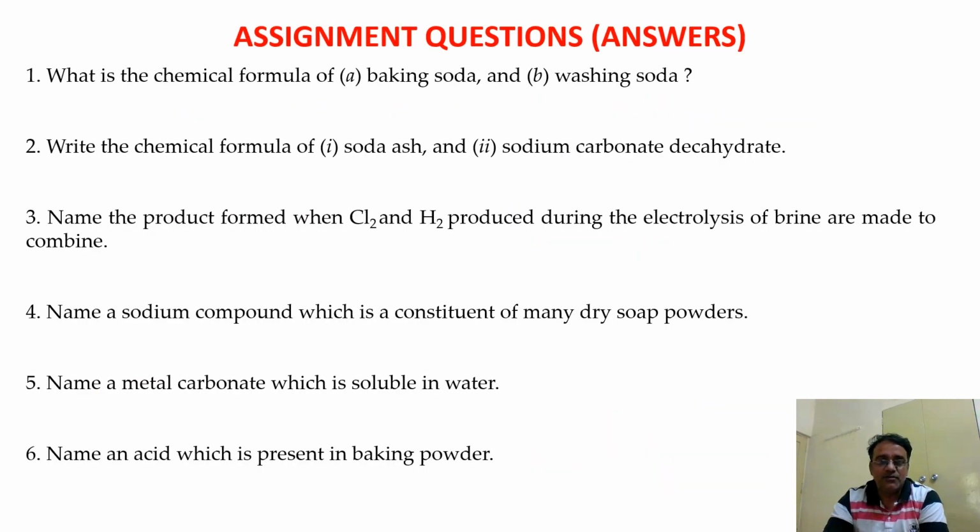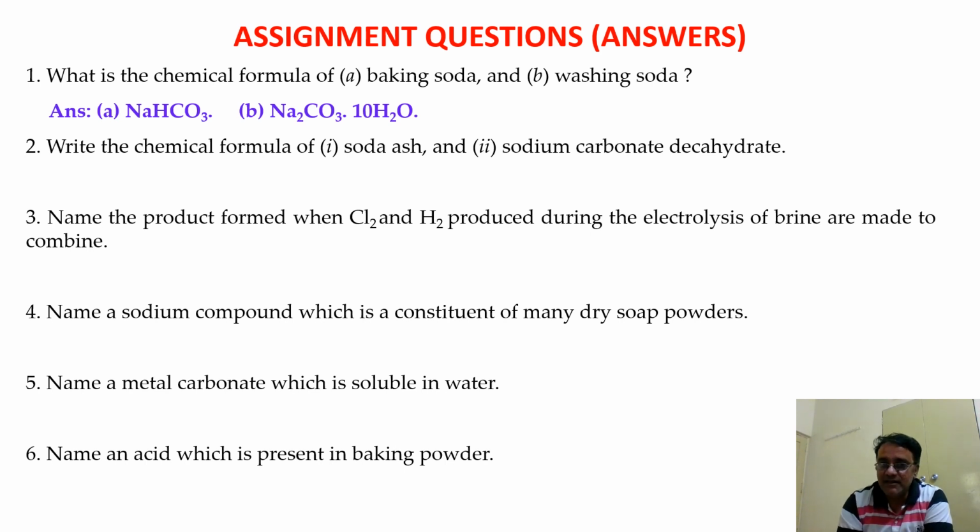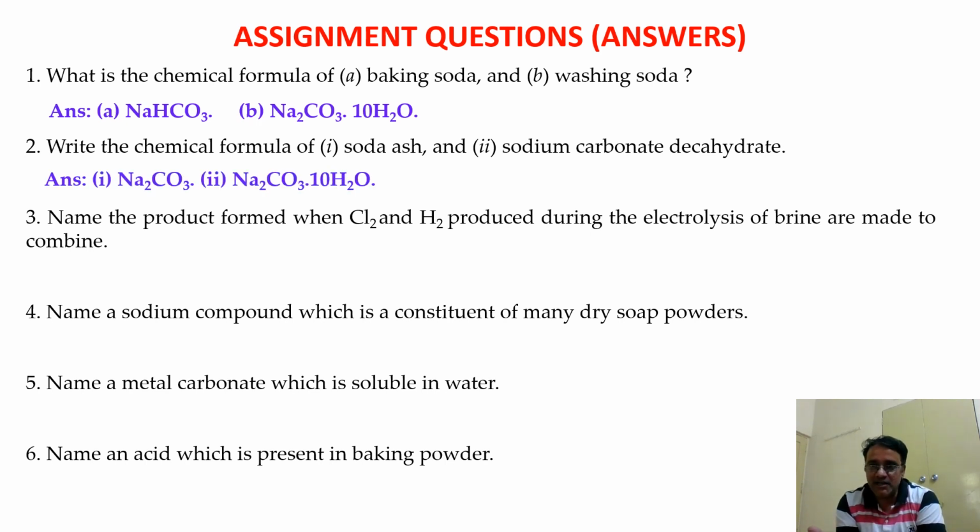So first question is, what is the chemical formula of baking soda and washing soda? Baking soda is NaHCO3, and washing soda is Na2CO3·10H2O. Write the chemical name of soda ash and sodium carbonate decahydrate. The chemical formula of soda ash is sodium carbonate, and sodium carbonate decahydrate has 10 molecules of water. So this is the chemical formula of these two.